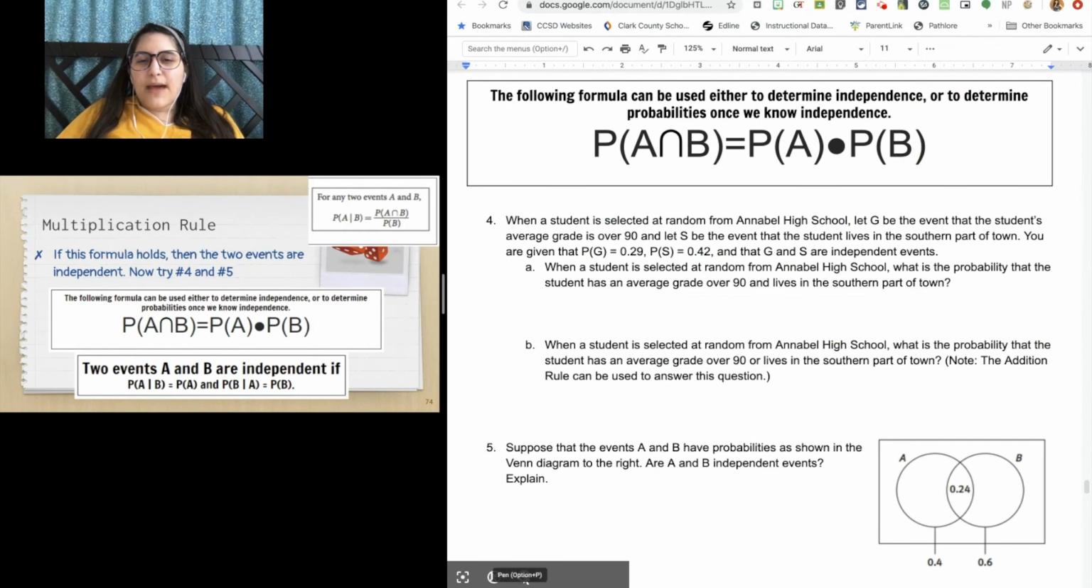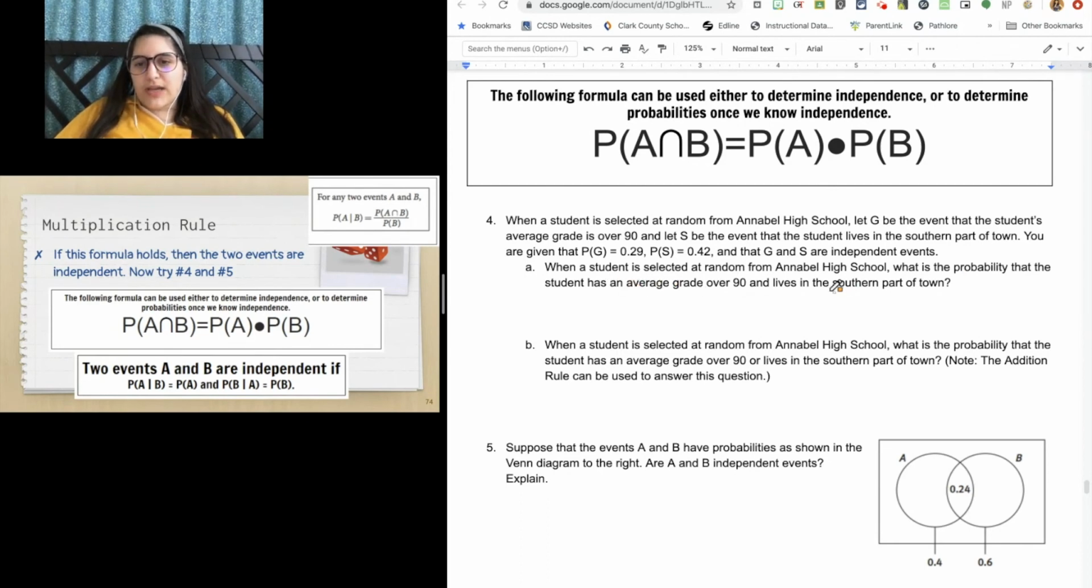All right, welcome back. So I had to change my screen a little bit so that I could draw some of these things a little bit better for you. So let's take a look at this question number 4. Okay, you don't actually technically need a Venn diagram for this one, but I'm going to draw one just to help you out a little bit.